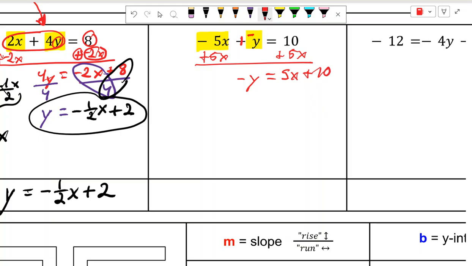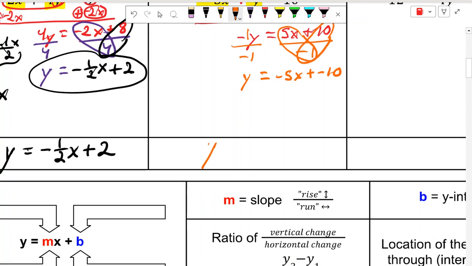Then we need to remove this negative sign. Remember, there's a 1 right in front of the y, so we're going to divide by negative 1 on both sides. A negative divided by a negative leaves the y positive and by itself. 5x divided by negative 1 is going to give you negative 5x. And 10 divided by negative 1 is going to give you negative 10. Now, there's a better way to write that, as you know, and that is y is equal to negative 5x minus 10. And that is slope-intercept form.